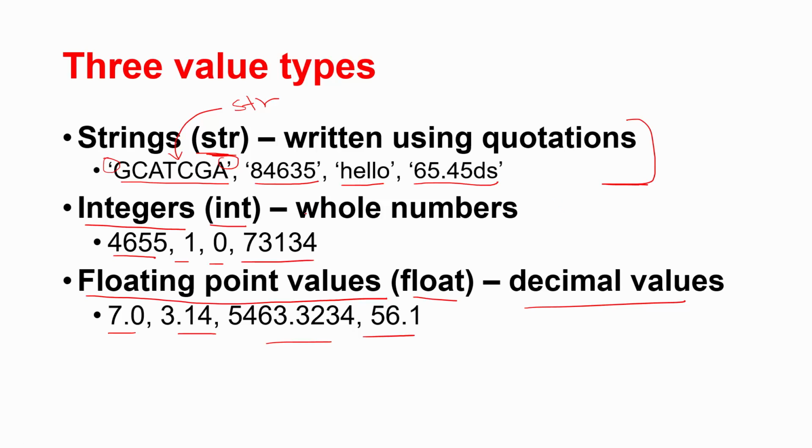The important part of all of this is that, as you can see, for integer values and the floats, we do not use any type of quotation marks. Which means that these are not string values. Once I put a number in quotes, whether single quotes or double quotes, then this becomes a string type. All right, these are strings. These are ints, and these are floats.